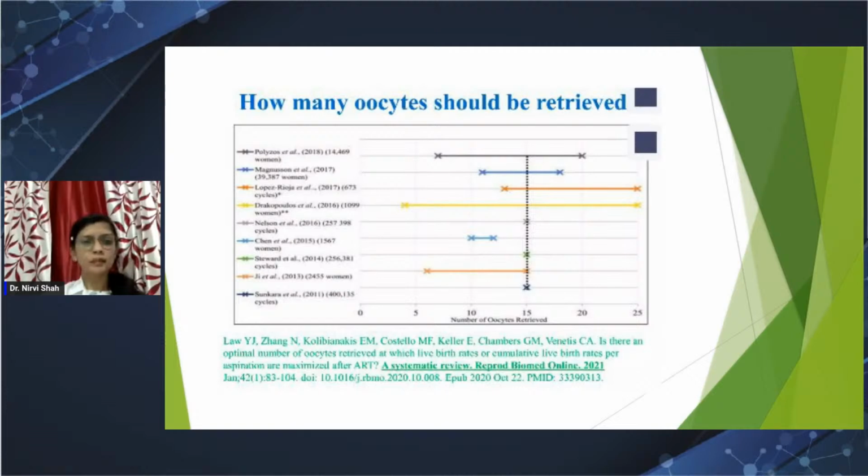So basically, there was a study in 2022 which looked at how many oocytes would be ideal to get one euploid blastocyst in the POSEIDON groups. A number of studies were included in a meta-analysis and systematic review, and they found that around 10 to 15 mature oocytes would be ideal to give a euploid blastocyst.